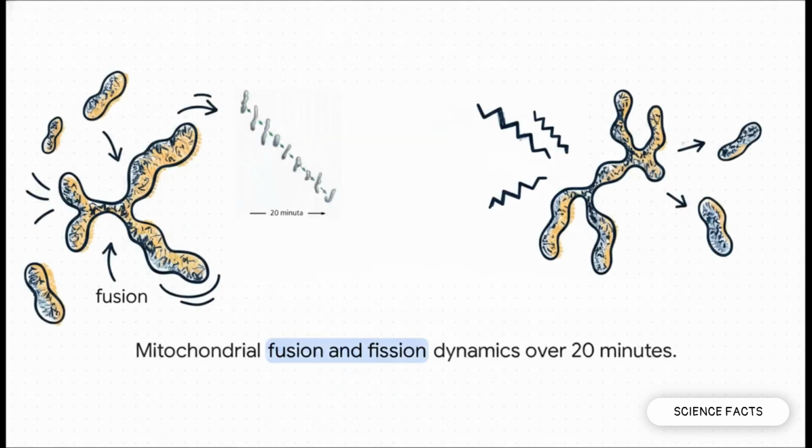But hey, don't think of these stoves as static chunks of metal. They are incredibly dynamic. Over a span of just 20 minutes, these cellular kitchens actively remodel themselves. They can divide into smaller pieces, a process called fission, or they can merge together into massive interconnected networks through fusion. They're actively adapting their size and shape based entirely on the cell's immediate energy demand.